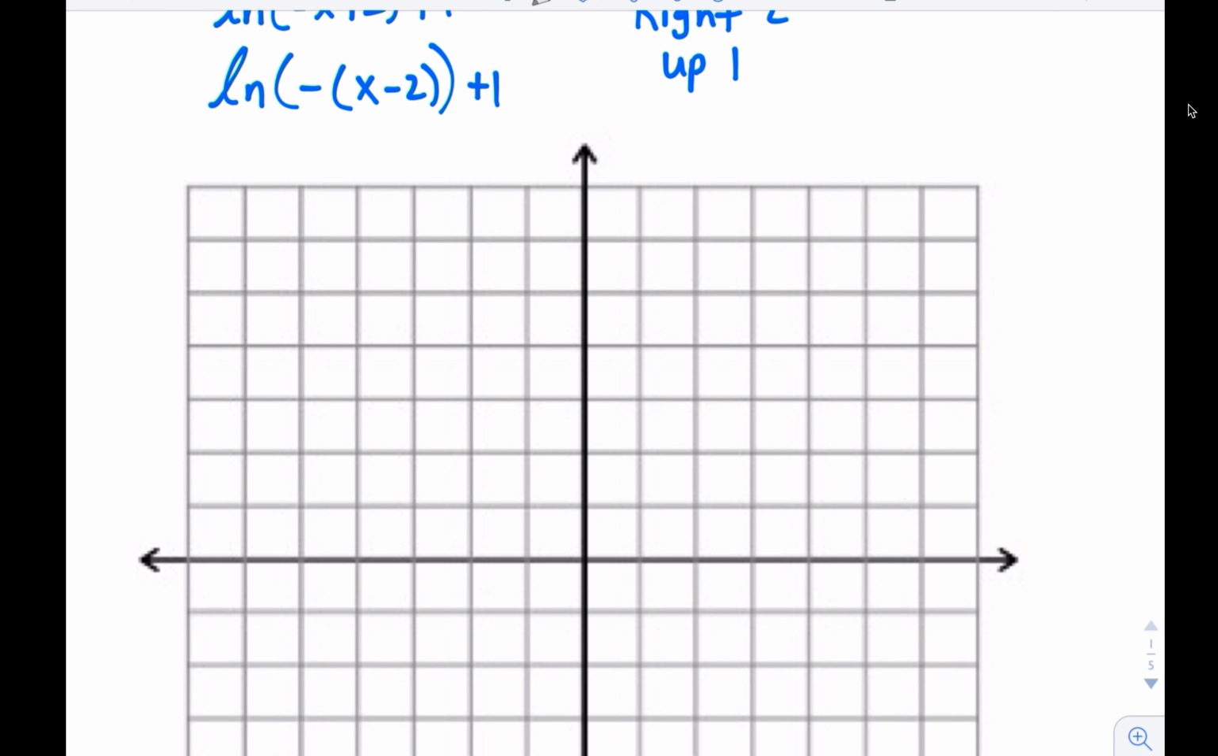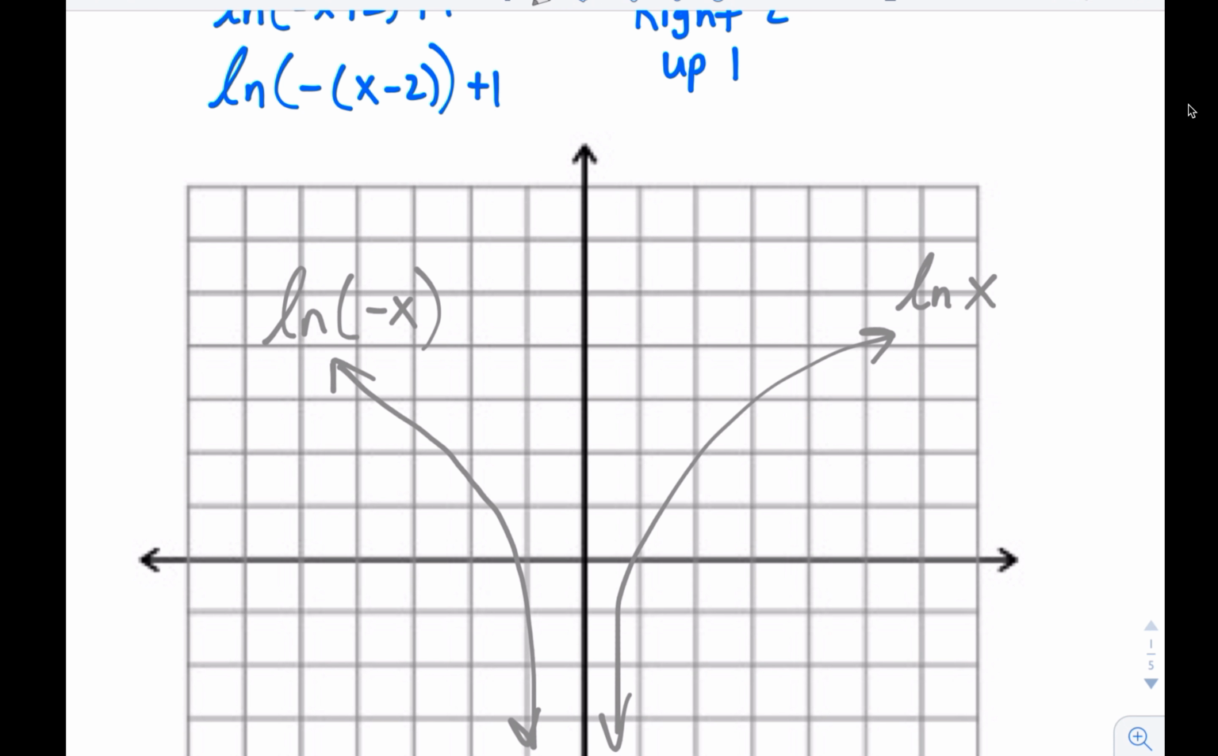I'm going to start with just ln of x. So that's ln of x there. It's going through (1, 0) like we've been doing. Now that's going to flip over the y-axis, again because of that negative that's on the inside. So now it's going to look something like that. That's now ln of negative x, which is what we have.